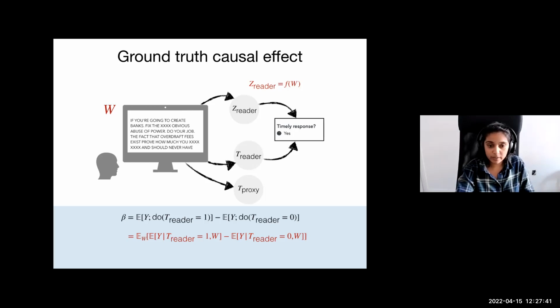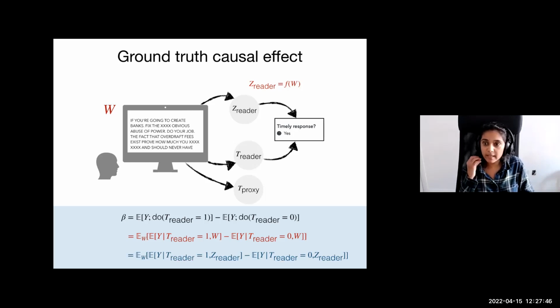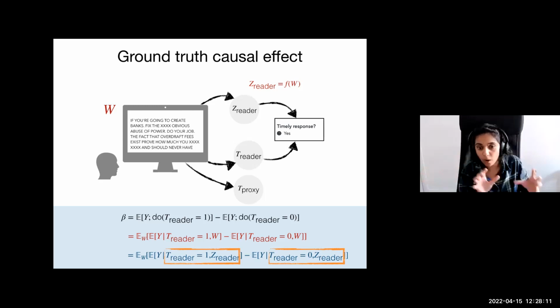And as I wrote earlier, instead of adjusting for the full text, we can adjust for just the other perceptions that also affect response time, the variable that I'm calling Z reader. And if I write it in this mathematical way, it leads to an important insight about what kinds of confounding we can consider and what we can't, because we see here that we're considering two different quantities.